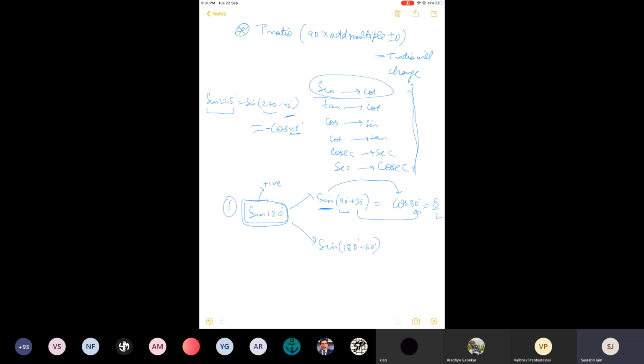Another method to get the same value: sine 180 minus 60. Now even multiple is there, 90 into 2. That means trigonometric ratio won't change. Angle will be reduced. Will there be any sign with sine 60? Plus or minus? Plus. Why? Sine 120 is positive. What is the answer? Root 3 by 2. So either you go for 90 plus or 180 minus. You will get the same answer in both the cases. This is the rule and this is the technique to get the values of the standard angles in other quadrants.